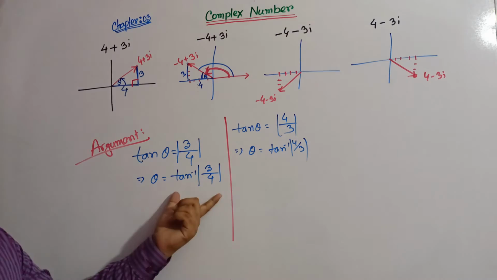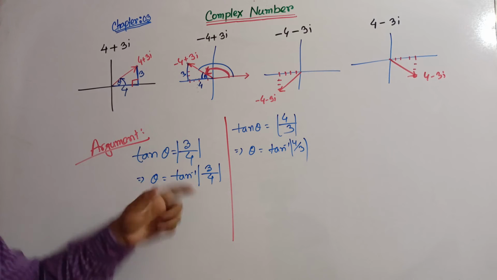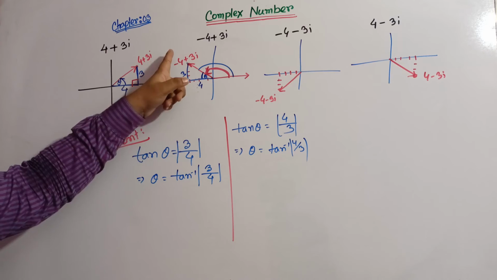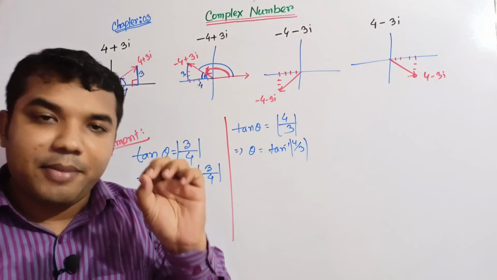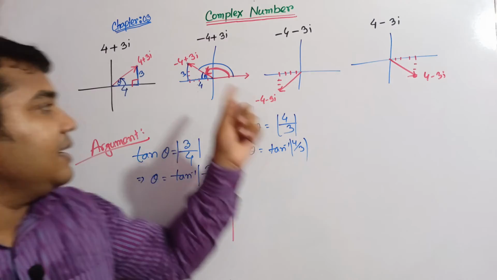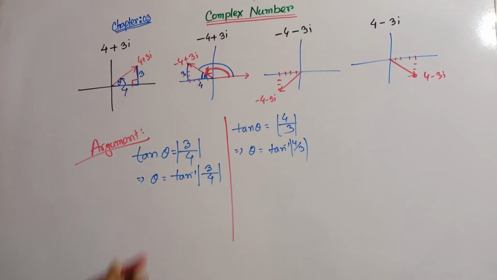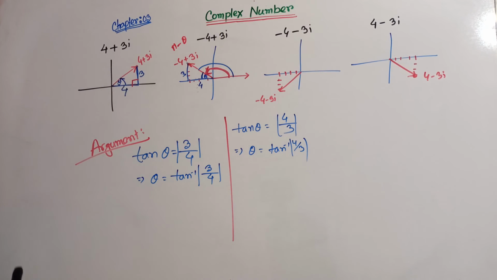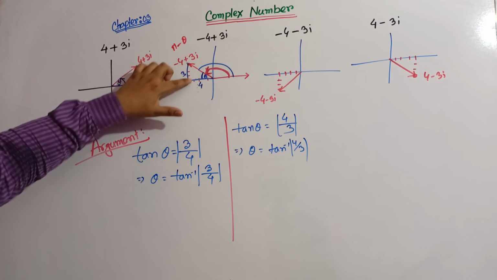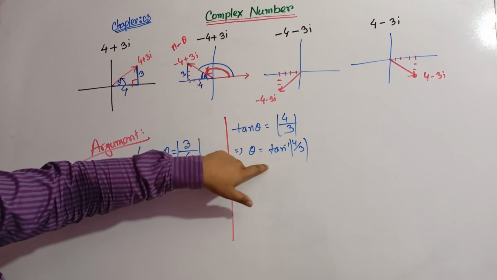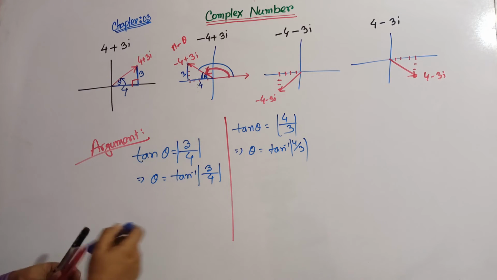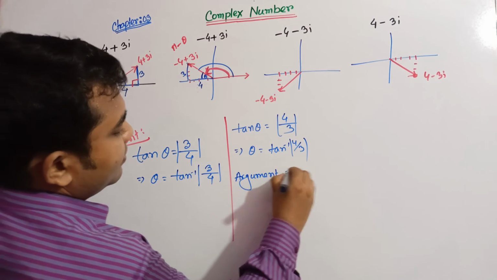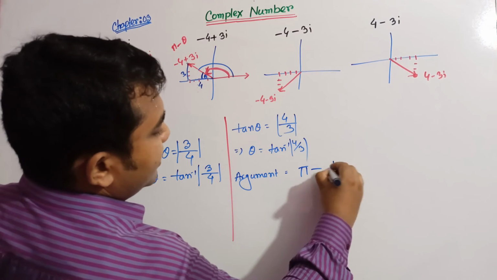I have always told you that theta is always tan inverse 3/4, but since this is minus and this is plus, it lies in the second quadrant, and we have a formula we learned in class 19 related to that. The second quadrant angle can be found by the formula pi minus theta. Similarly, this is total pi, and if we subtract this angle, then we'll get that angle. So the argument should be pi minus this part, tan inverse 4/3.